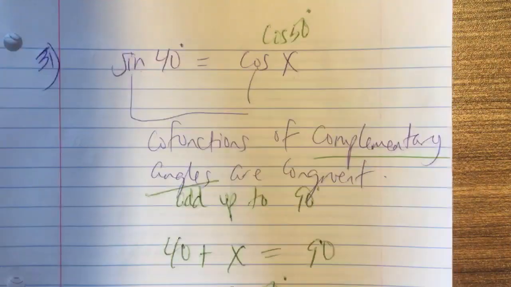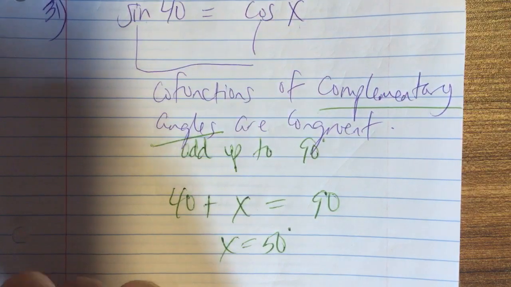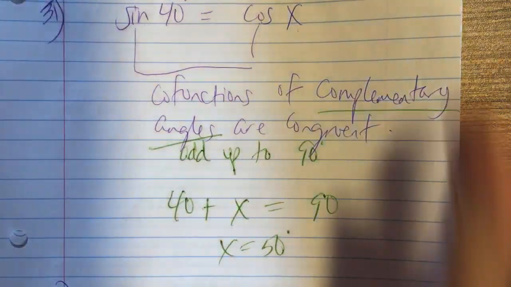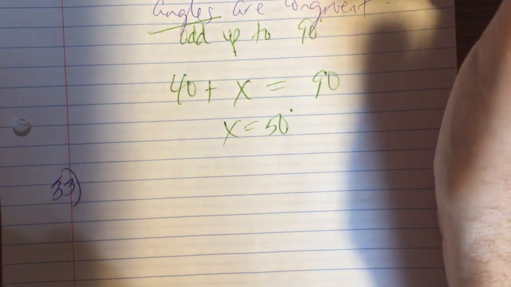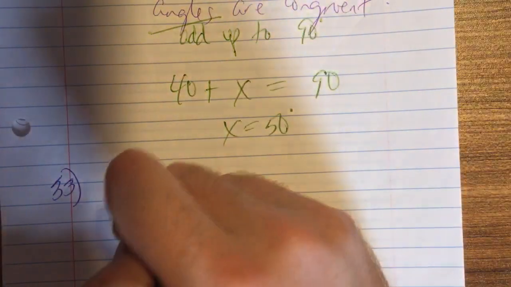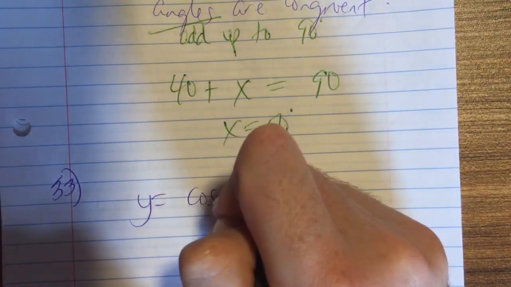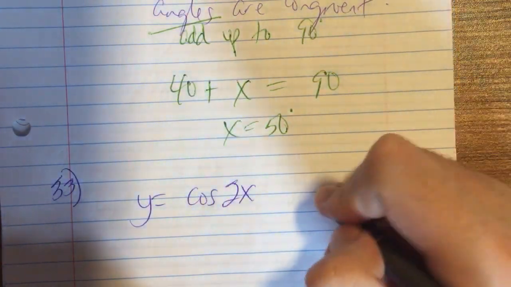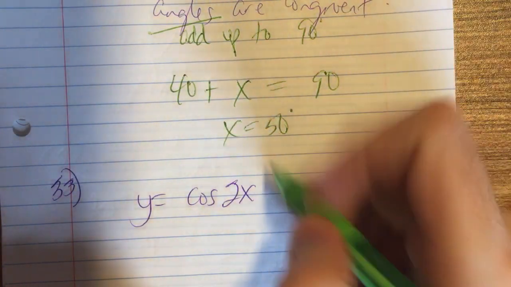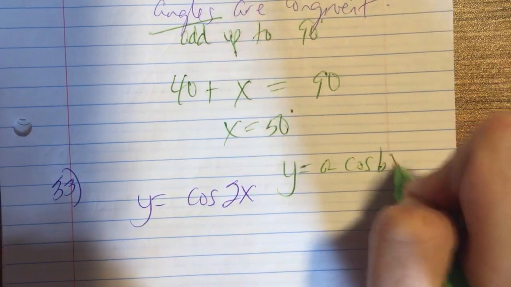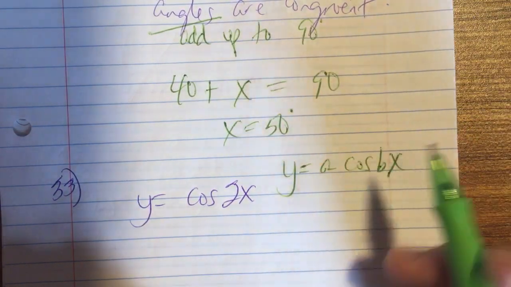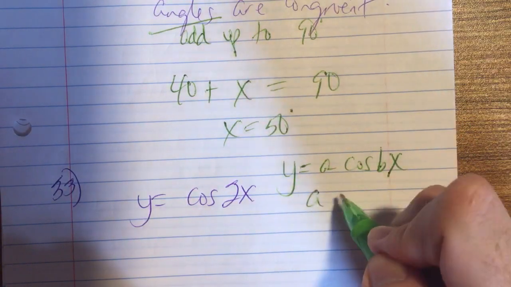Number 33. What is the period of the graph of the equation y is equal to the cosine of 2x? Important to know that the standard form for the cosine function is y is equal to a times the cosine of bx. The b is the frequency, the a is the amplitude.